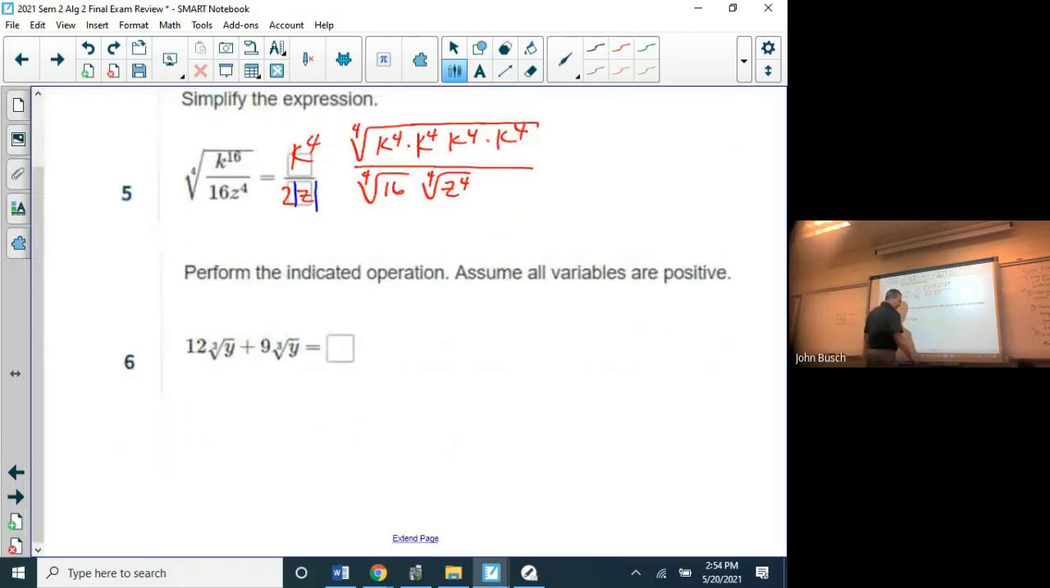This last one, number 6, isn't too bad because they're like radicals. 12 plus 9 is 21. So it's 21 times the third root of 9.